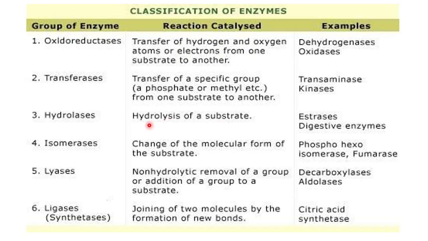Hydrolysis is the breakdown of a substance using water, so such enzymes will be called hydrolases. Isomerases are those carrying out isomerization reactions, that is, they are changing the position of groups in the molecular structure. Chemically they remain the same molecule. Examples are phosphohexoisomerase and fumarase. Lyases, when they remove a group or break down the compound. And if they are helping in the joining together of compounds, we call them ligases. So these are the 6 groups of enzymes which have been named according to the type of reaction they carry out. Examples are given here.